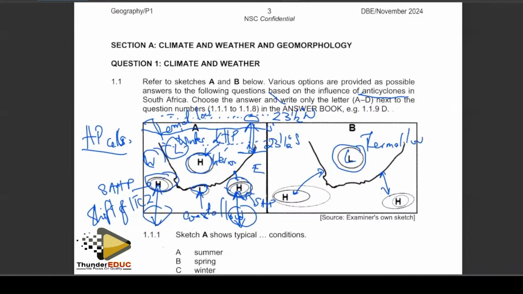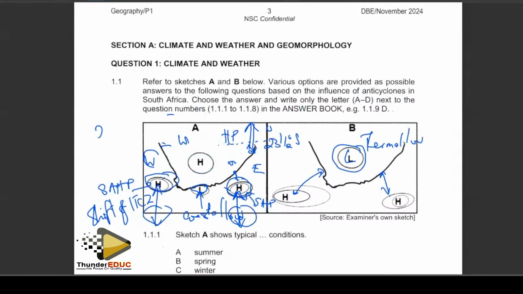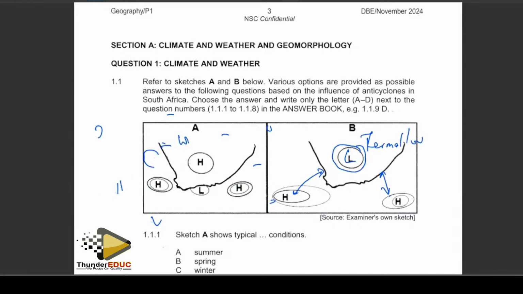Right. So what is most important is for us to go to the questions and be able to figure out the possible responses as fast as possible so that we get to understand and justify why we are saying a particular answer is the most appropriate answer to a given question. Right. We want to move on and look at the first question, which is question number 1.11, the first question based on those anticyclones.